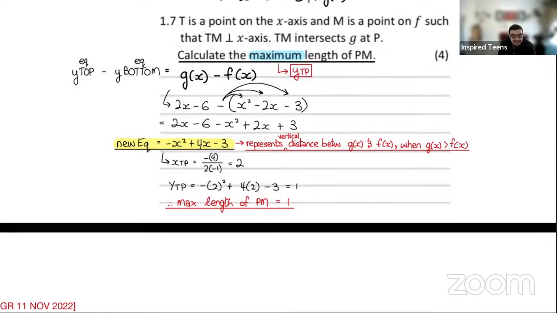However, if you want to find maximum or minimum, you find the x turning point. Essentially you need to understand that the maximum or minimum is the y turning point, and in order to calculate the y turning point, you need the x turning point. So you form that new equation, and remember that new equation represents the vertical distance between the two graphs for when g of x is above f of x. So you use that new equation, find the x turning point from it, and then find the y turning point thereafter.